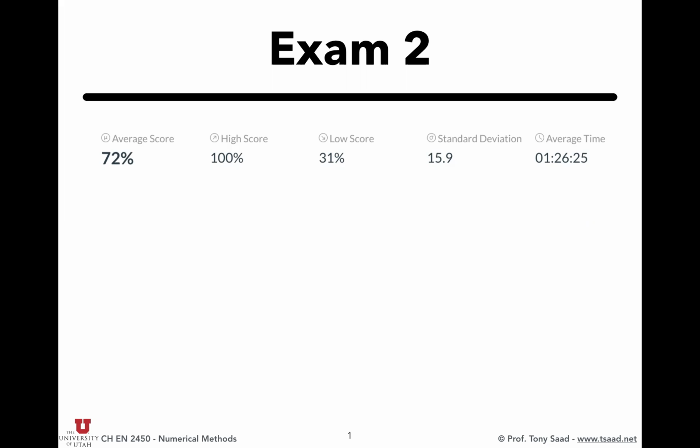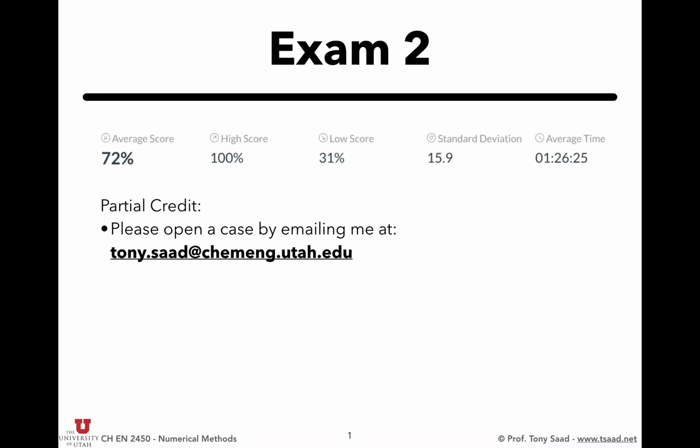You already had started contacting me about partial credit for some problems. And especially because you know best what you did and where you feel you missed an answer, for example, right? So I'm going to give you the opportunity to reclaim partial credit. You can open up a case just by emailing me directly at my work email, tony.saad@kamenge.utah.edu. Make sure you put this subject line so I can separate your emails into a folder and then go through them and address your concern. Make sure the subject line is exam 2 partial credit, hyphen, put your name.